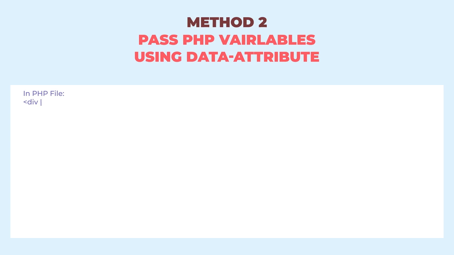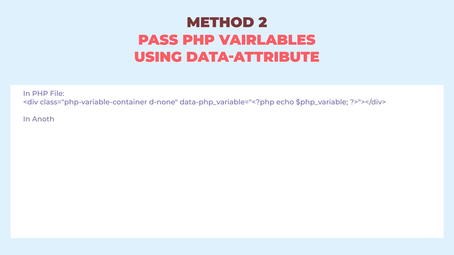Method 2. Pass PHP variables to JavaScript using data attributes. You can add to the div tag the display property and set it to none in the CSS of the class to hide the div tag. I used Bootstrap class D none, because I use Bootstrap in all of my projects.